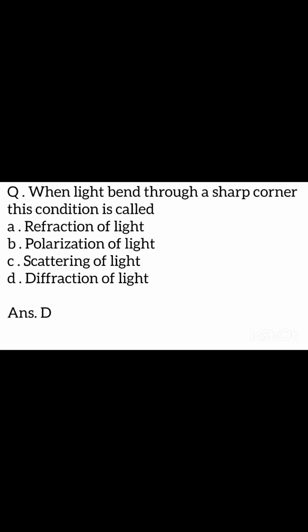Next question. When light bends through a sharp corner, this condition is called option A, diffraction of light, option B, polarization of light, option C, scattering of light, option D, diffraction of light. So the answer of this question is option D, diffraction of light.